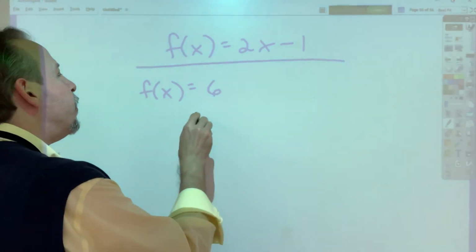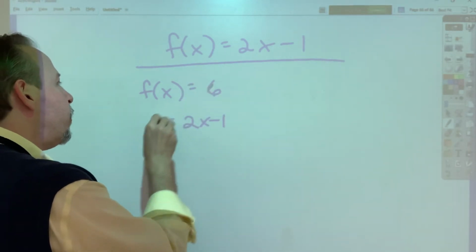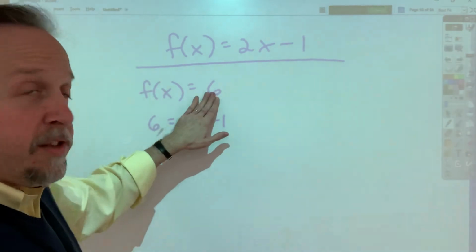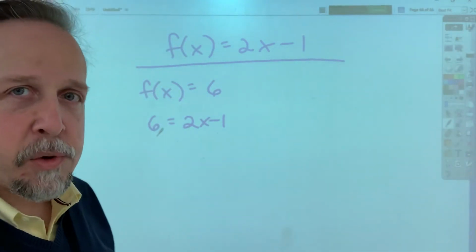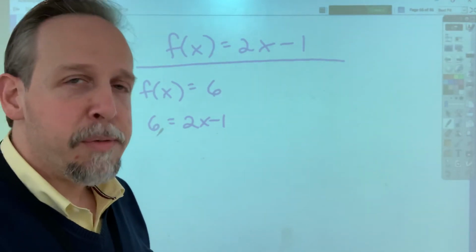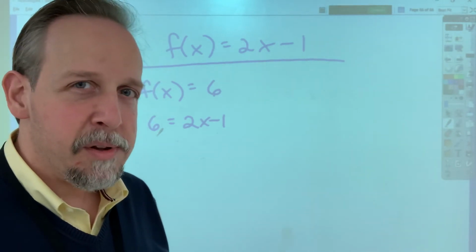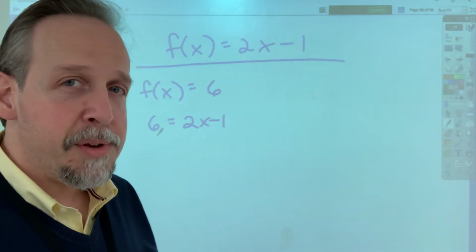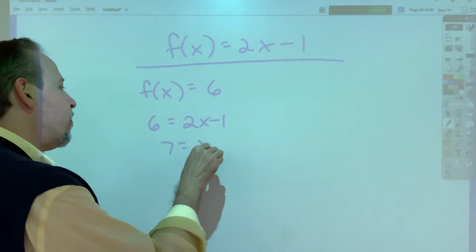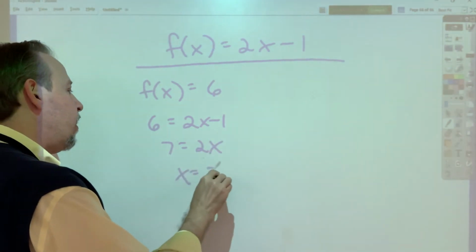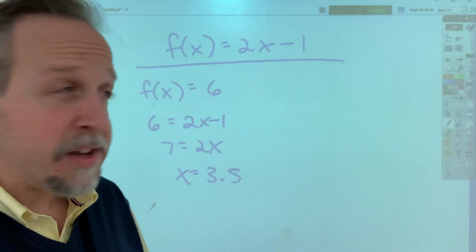This time, you're taking the 2x minus 1 and you're setting it equal to 6. You see how it says f of x needs to be equal to 6? I'm going to replace the whole f of x with the number 6. The question is asked backwards from the previous ones. If the number's not in the parentheses, it's not the input. The question is, what input gets us an output of 6? And then I'm going to add 1 to both sides, and I'll divide by 2. So an input of 3.5 will get me an output of 6.